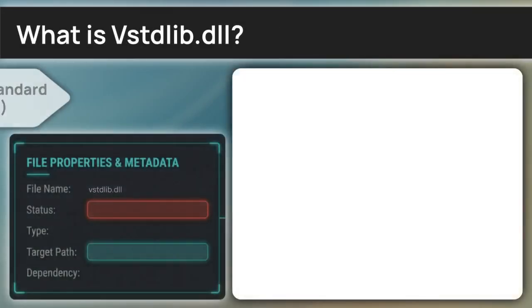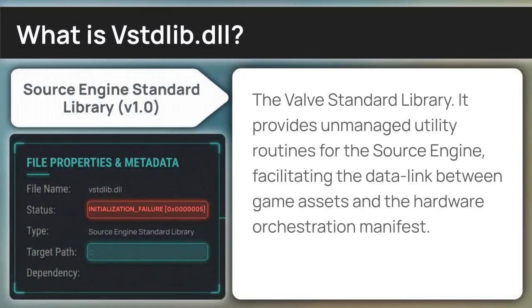This is the Vstdlib, the Valve standard library. It provides unmanaged utility routines for the Source engine, facilitating the data link between game assets and the hardware orchestration manifest. Knowing the file's purpose is helpful, but now we need to physically restore it.